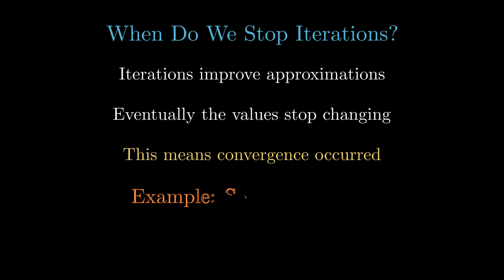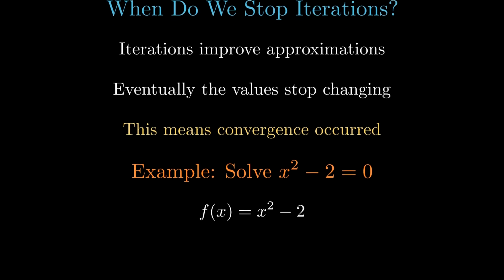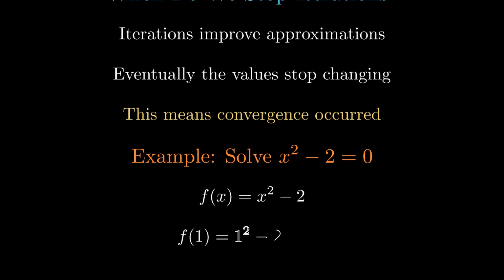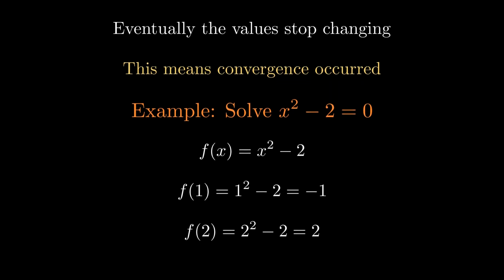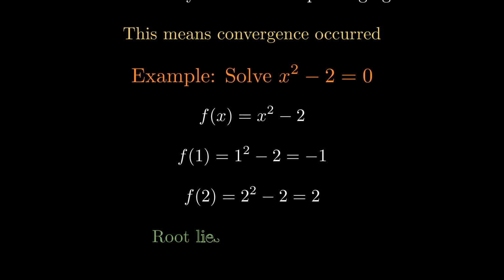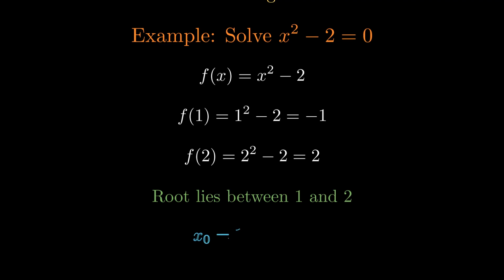Now let us solve x squared minus 2 equals 0. First define the function. Substituting 1 gives -1. Substituting 2 gives +2. The sign changed from negative to positive, therefore the root lies between 1 and 2. Choose 1 and 2 as the starting approximations.